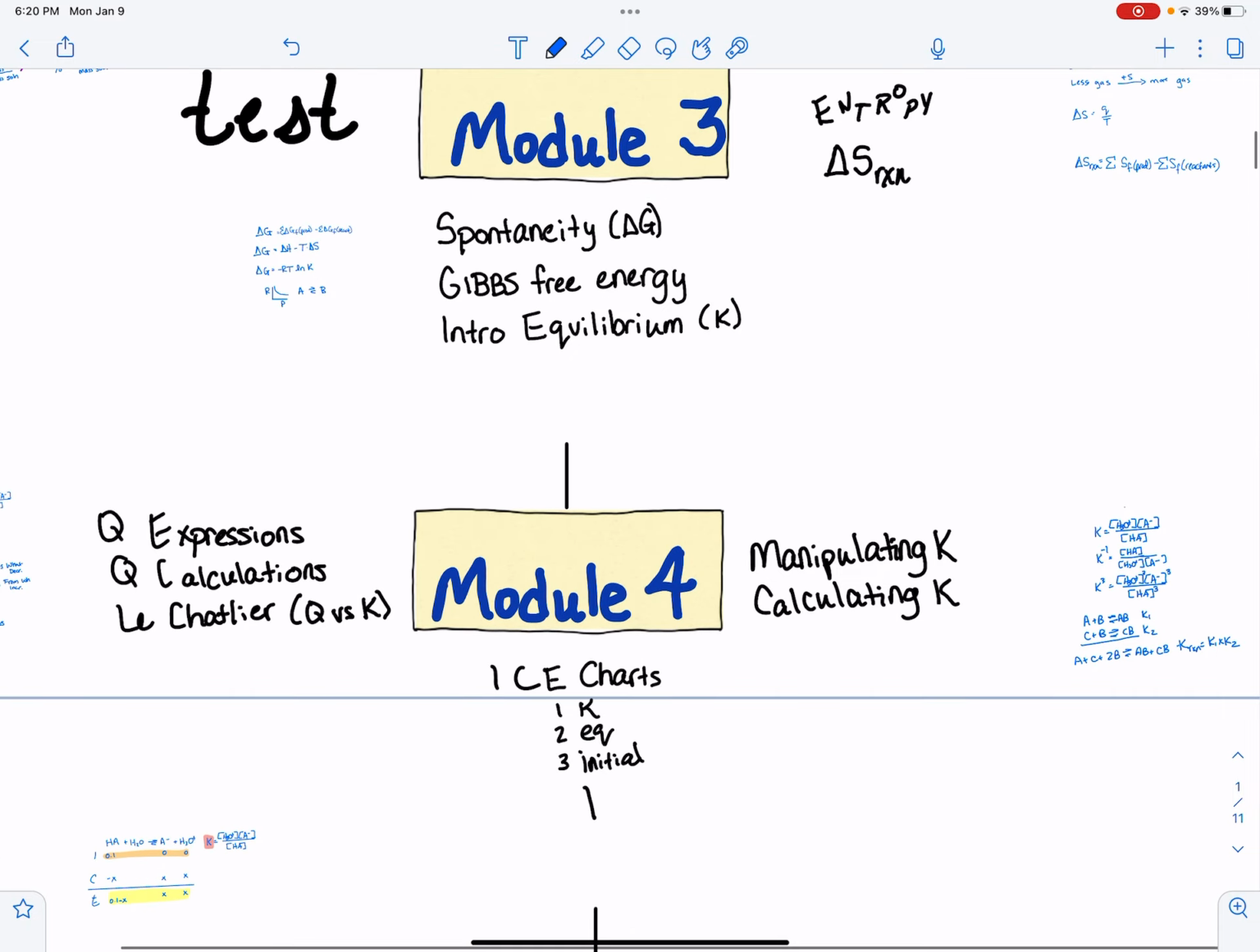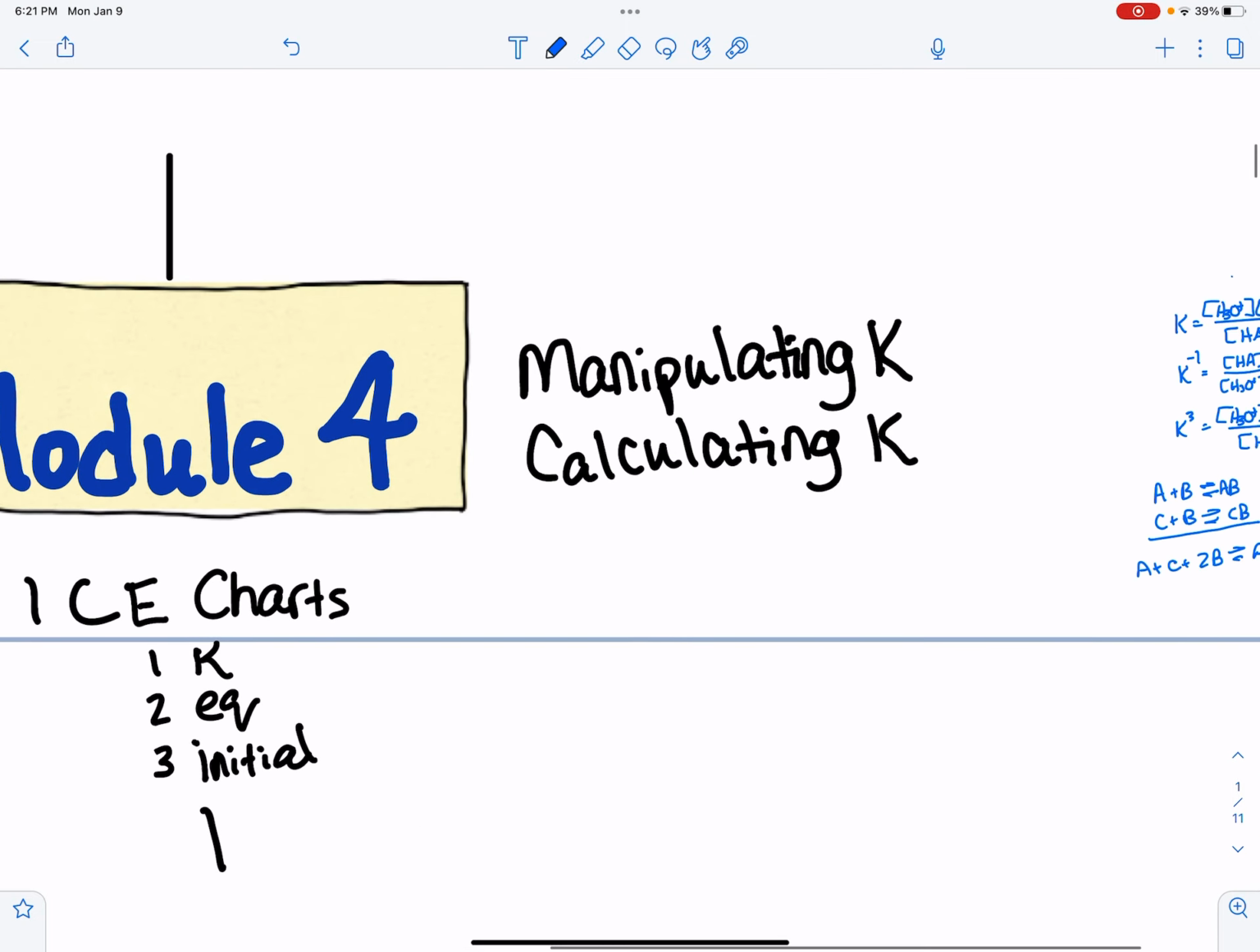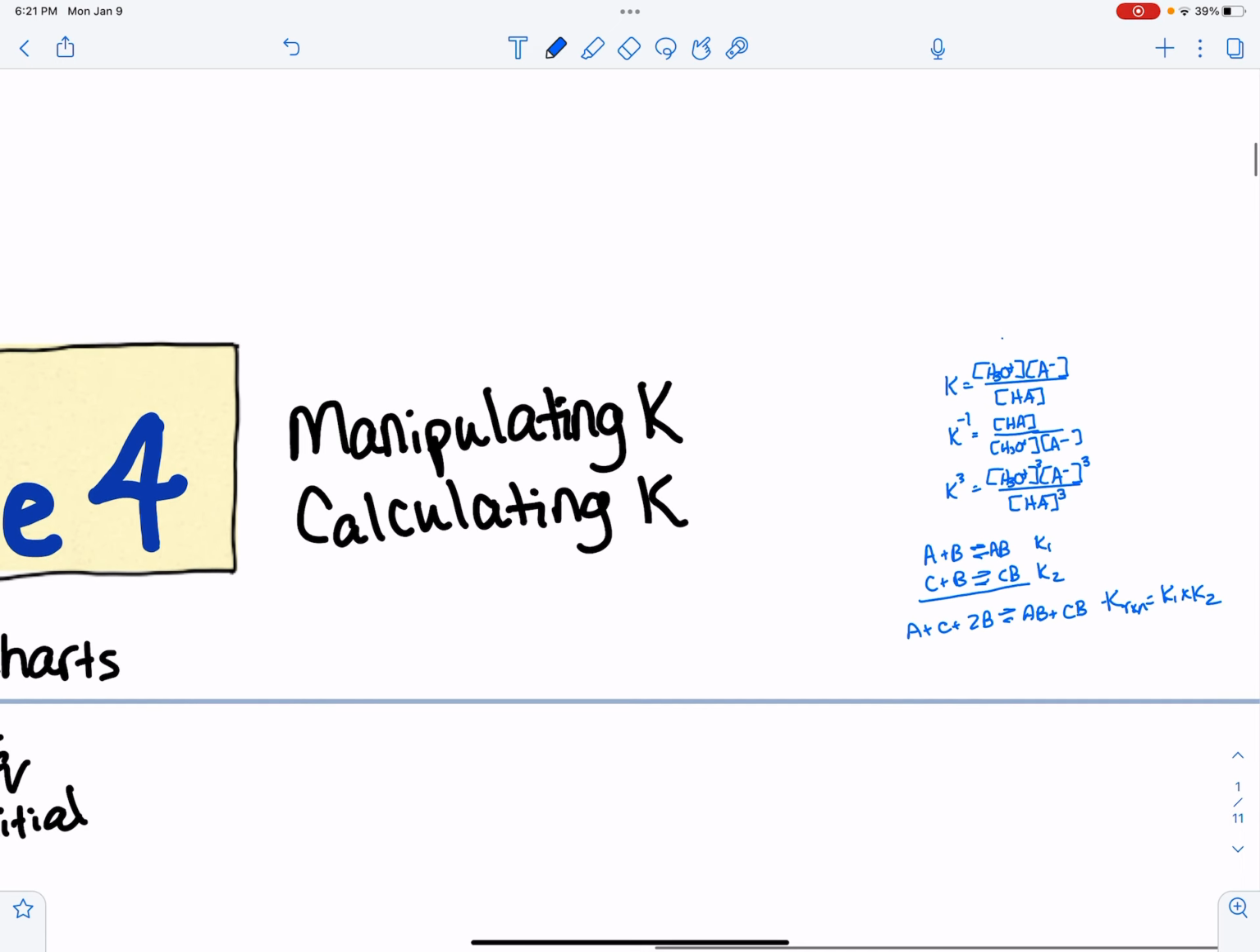All right, so then we're going to look at manipulating K and calculating K. So this is the same thing that I was just saying. Earlier we called this Q, but if it's at equilibrium, we call it K. And so you have an expression right there. So you're going to learn, like, if you need to take the inverse of K, what does that do? It actually flips the reactants and the products.